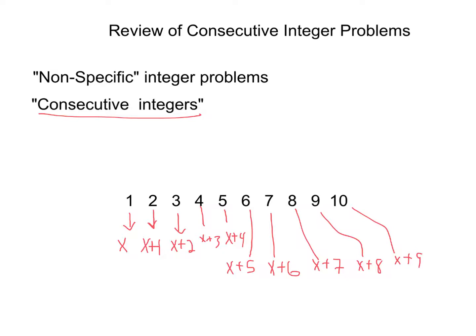So if we wanted to set up a pattern for our x's with a consecutive integer, meaning non-specific, we start with x, x plus 1, x plus 2, x plus 3, x plus 4, x plus 5, and so on.